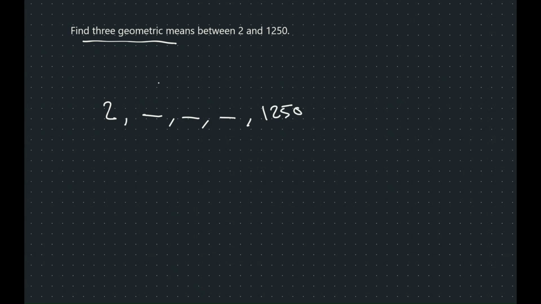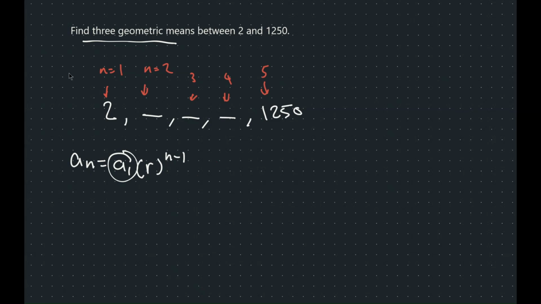What I recommend to do is to write the equation for a geometric sequence. So an is equal to a1 times r to the power of n minus 1. So this is an equation for the geometric sequence. We know what a1 is. We don't know what r is, but we know what n is. How do we find n? Here, n is equal to 1. Here, n is equal to 2. Here, 3. And then here, 4. And here, 5. And we don't know an, but we know a5, right? We know what a5 is. We know a5 is 1250.